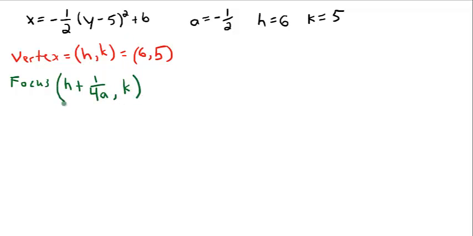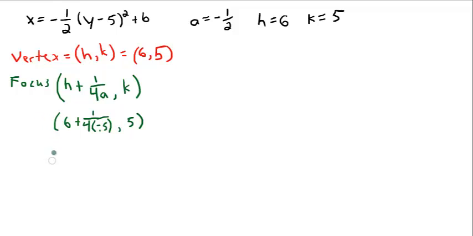That's our focus. So now let's plug in our H, which is 6, and then we're going to add 1 over 4 times A. And A, because it's negative 1/2, and because we have only a small amount of room here, I'm going to write negative 0.5. But if you got more room and you want to write the whole fraction, go for it. Now we've got K, and that's 5.